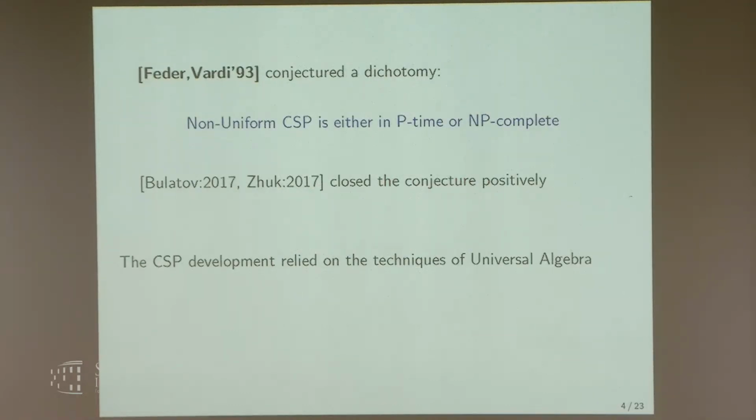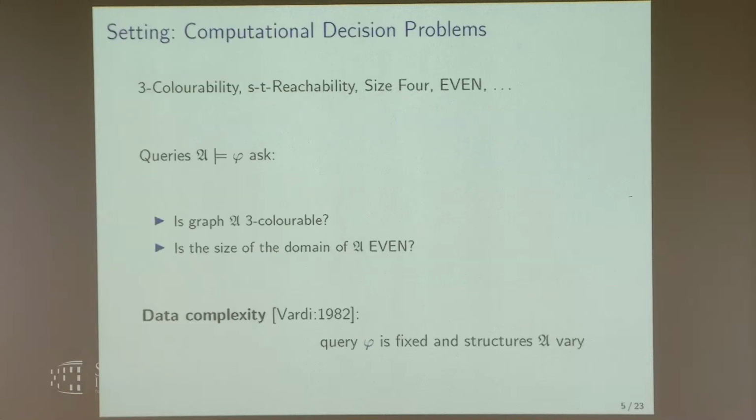Feder and Vardi conjectured a dichotomy: non-uniform CSPs are either in P-time or NP-complete. Bulatov and Zhuk closed that conjecture positively. They used the techniques of universal algebra.